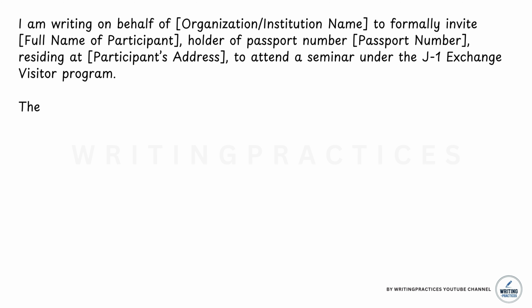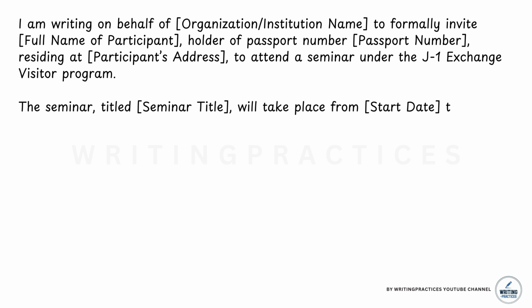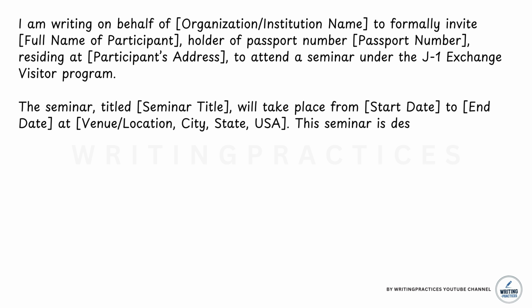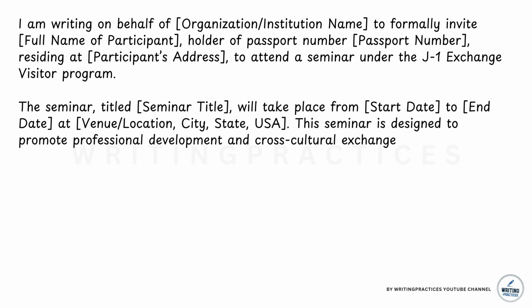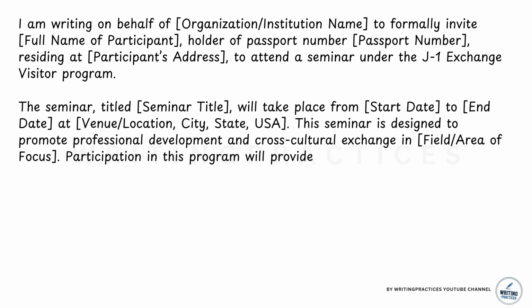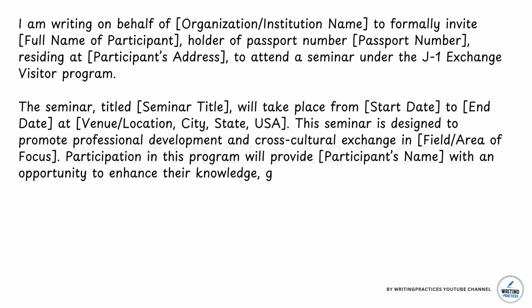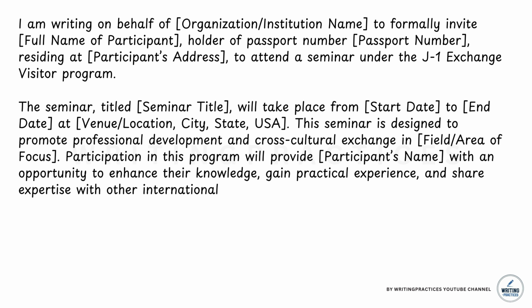Body paragraph 1. Seminar details and purpose. In this paragraph, explain the seminar details, including its title, dates, location, and purpose. For example, the seminar titled Seminar Title will take place from start date to end date, at venue or location, city, state, USA. This seminar is designed to promote professional development and cross-cultural exchange in field or area of focus. Participation in this program will provide participant's name with an opportunity to enhance their knowledge, gain practical experience, and share expertise with other international participants.